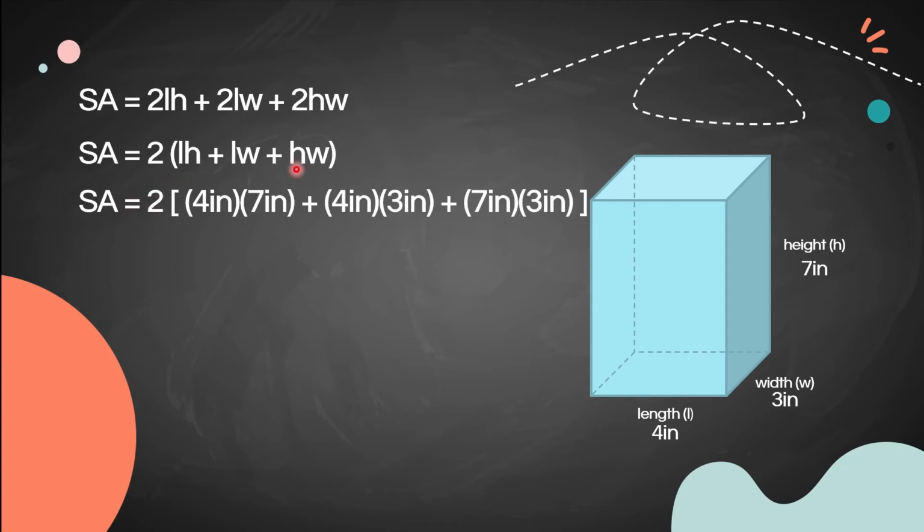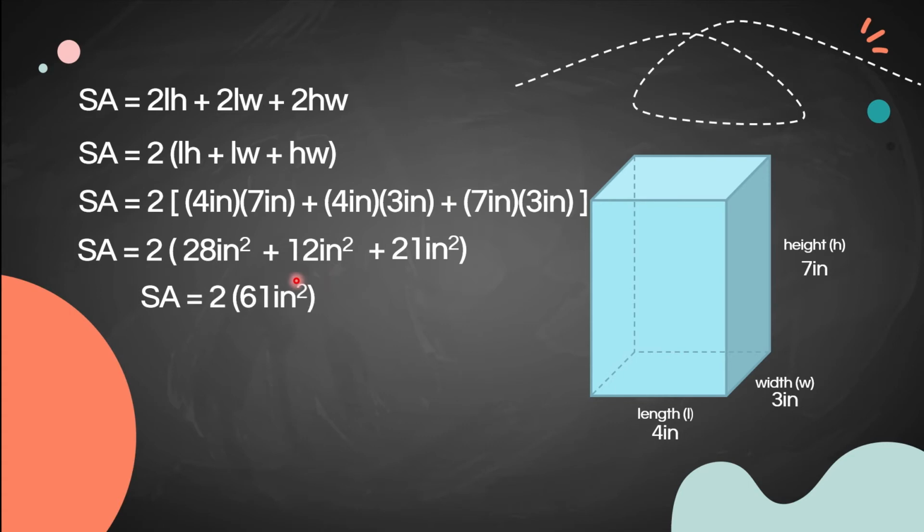Let us multiply first 4 and 7, that would be 28 square inches, plus 4 times 3, we have 12 square inches, plus 7 times 3, that would be 21 square inches. And then let us add 28 plus 12 plus 21, that would be 61 square inches. And then times 2, we have 122 square inches. So the surface area of this figure is 122 square inches.